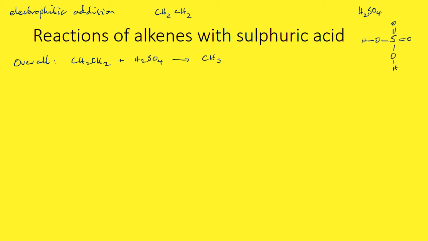Molecular formula like this: CH3CH2OSO2OH. Okay, so that's the overall reaction, and now let's look at the mechanism. So we'll have a look at the mechanism, of course starting with the displayed formula of our ethene.